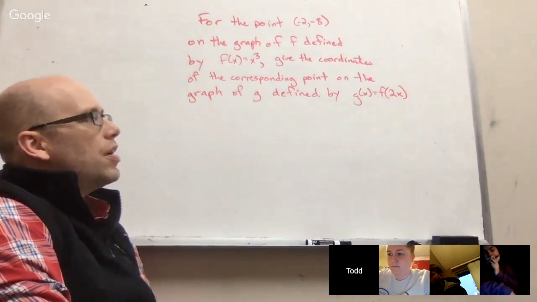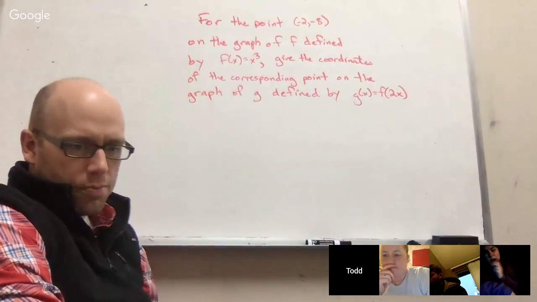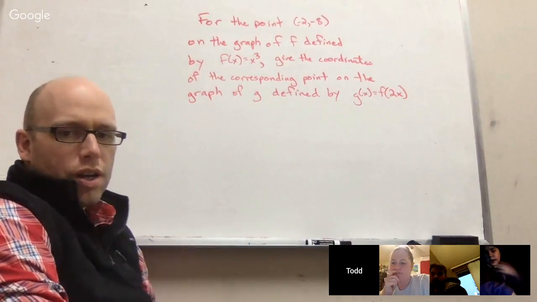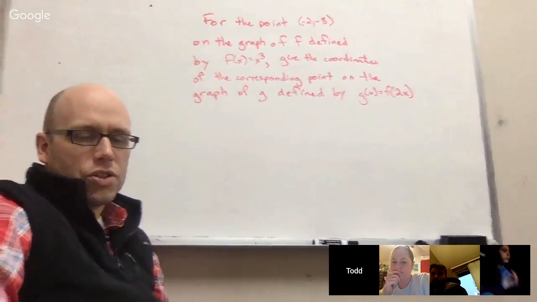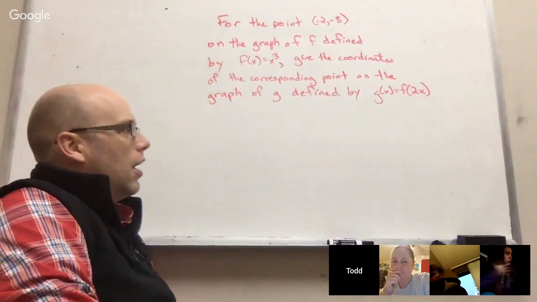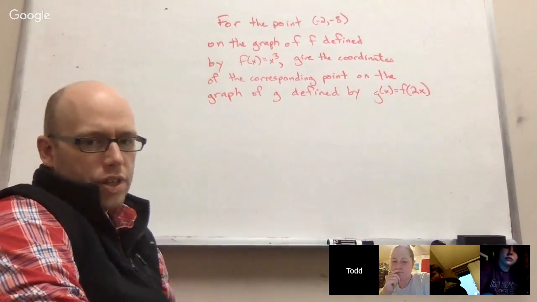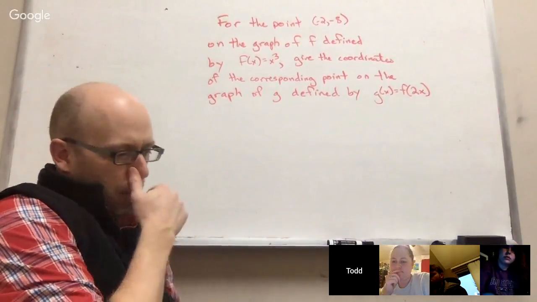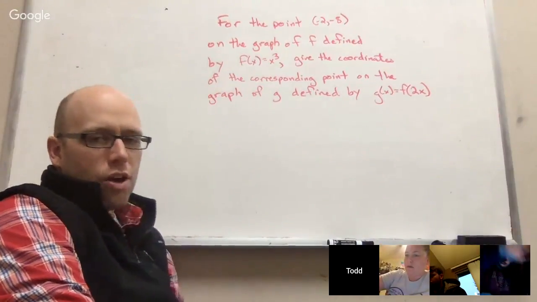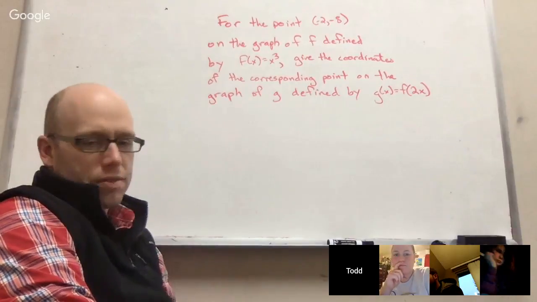Now, there's a number of ways we could approach this problem. I want to use it to kind of review some stuff about transformations of functions. So in general, we might approach this in a few different ways in order to think about it. Can you tell me how the graph of G will compare to the graph of F?